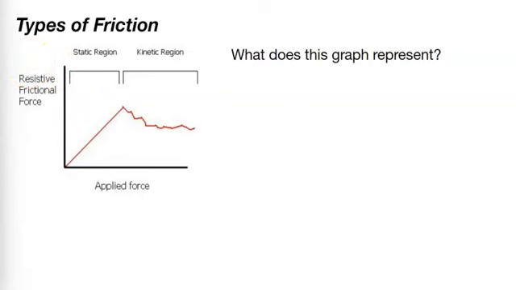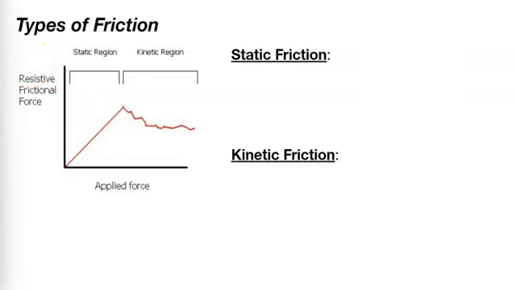motion of an object. So the first thing that you'll notice is there are two regions on this graph, and one is this line that is consistently going up to a maximum point, and then the other region is when the frictional force drops and hovers around a small range of values.